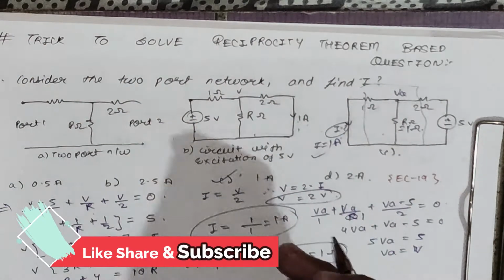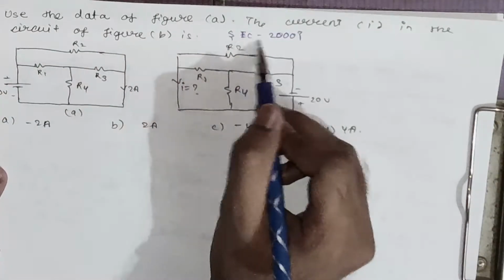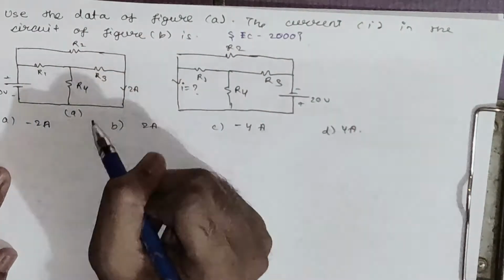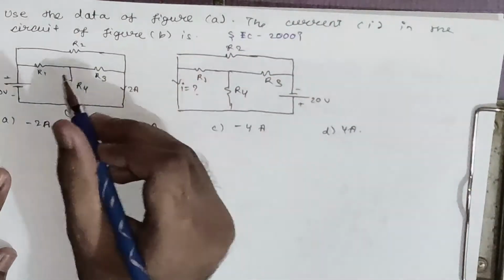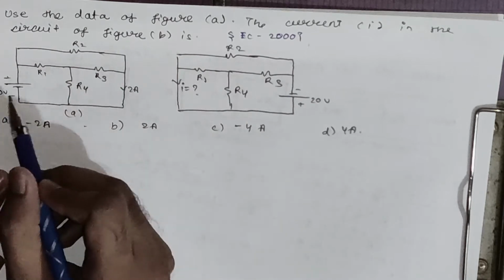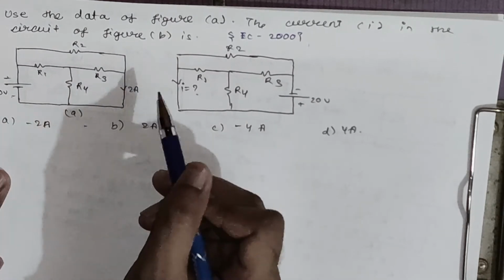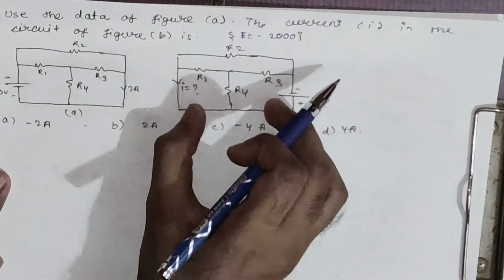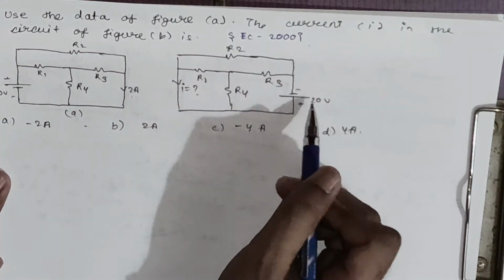Okay, now let's see more sums to get a better idea of this trick. So now let's see this sum. This is of EC 2000. Using the data of figure A, the current I in the circuit of figure B will be. Okay, so you can see we have this network, we have input source, we have output current. We have to find the input current of this network when at the output we have minus 20 volt.